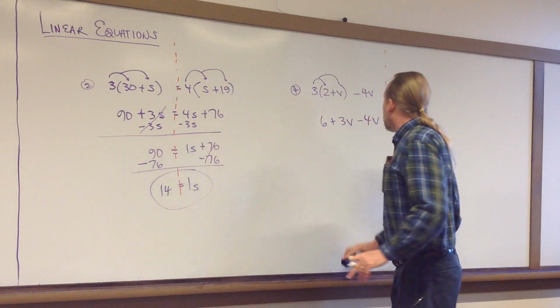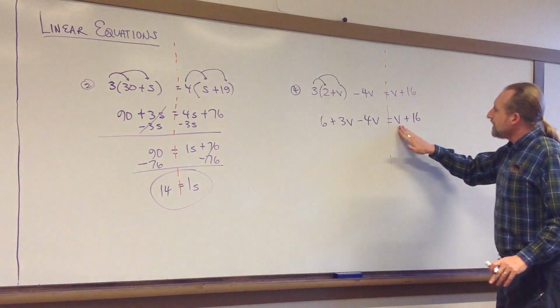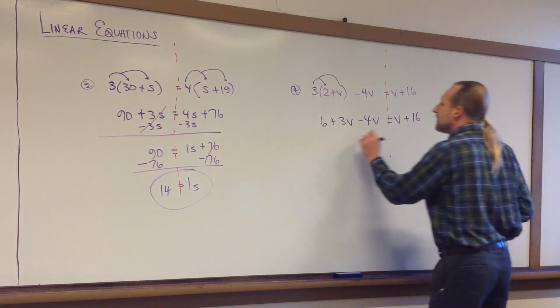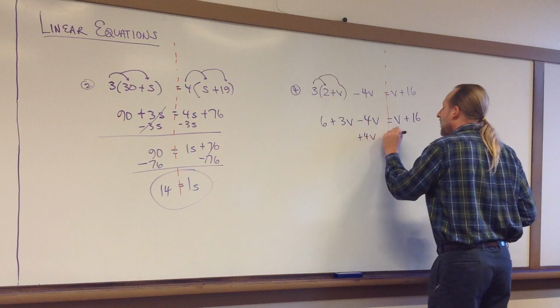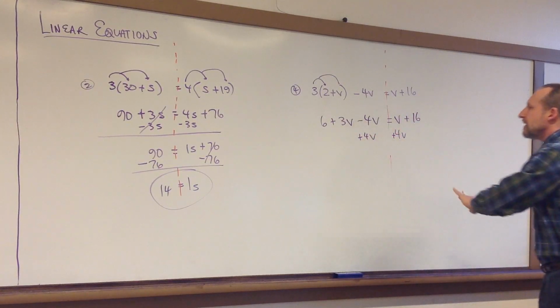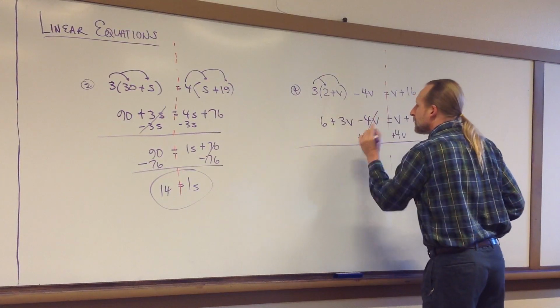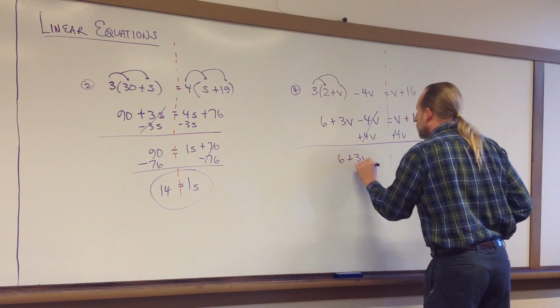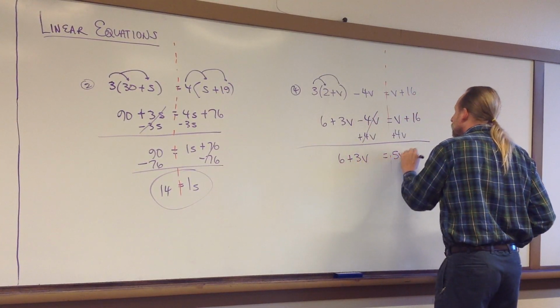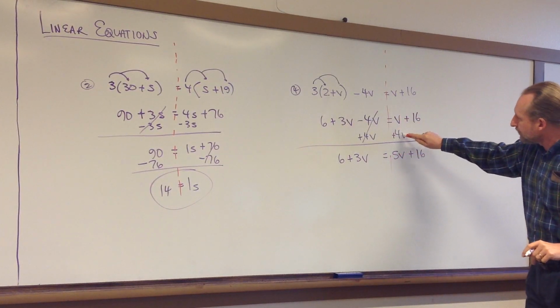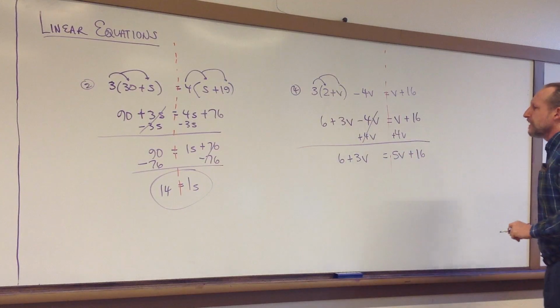Okay? If you wanted to add 4v here and here, there's nothing wrong with that. In fact, I'll go ahead and do that. Plus 4v, and then if I do it on the other side of the equals sign, everything stays in balance. Not a problem. This cancels out. 6 plus 3v equals 5v plus 16, right? Don't forget you've got a 1v plus 4v makes 5v here.